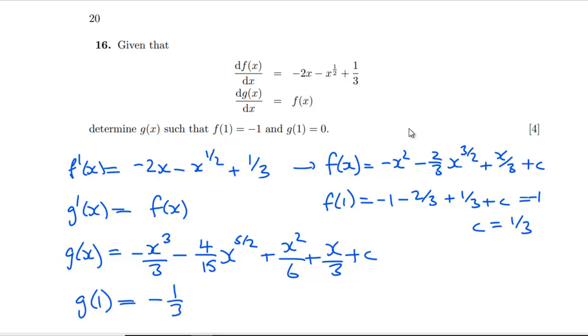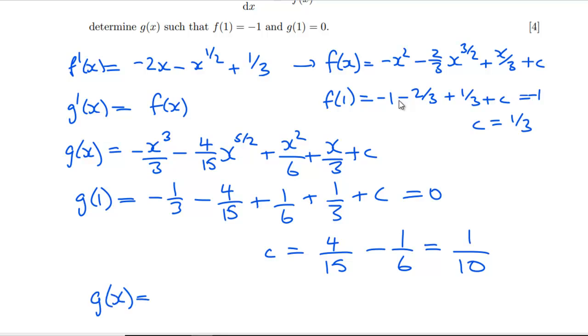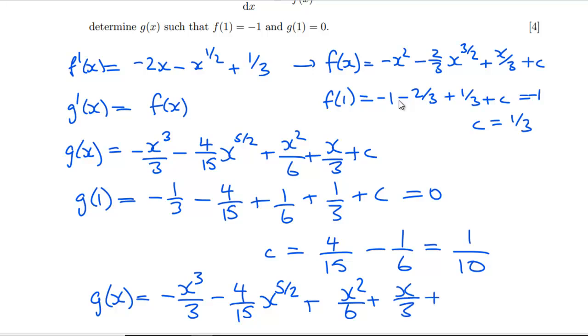So we've got minus a third minus 4/15 plus a sixth plus a third plus c equals 0. So we need to get what c is going to be, which is, oh no, c is going to be equal to 4 over 15 minus a sixth, which is equal to 8 over 30 minus 5 over 30, 3 over 30, 1 over 10. So we've got g of x is equal to minus x cubed over 3 minus 4 over 15 x to the 5 over 2 plus x squared over 6 plus x over 3 plus a tenth.